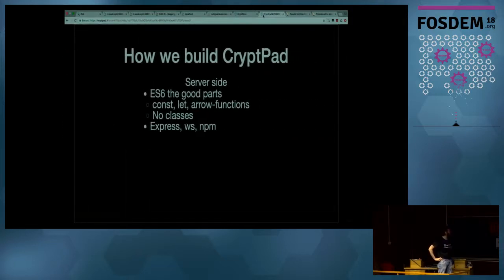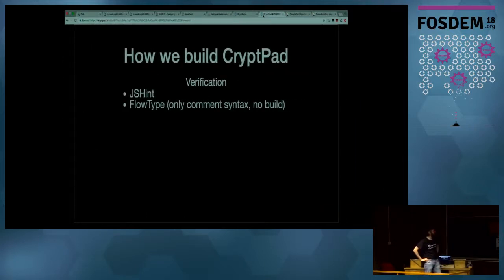So the server side, that's Node.js, about 3,000 lines of Node.js. So if anybody wants CryptPad in Python, just write it. Come on, 3,000 lines. So we allow some const, some let, some arrow functions. We're not doing classes, no generators, none of the hairy stuff in ES whatever. We're using Express, WebSocket, NPM. We basically just kind of threw together the server. But the server stuff, we could just change it to anything else.